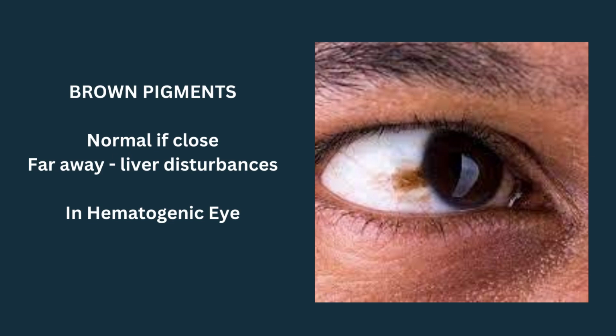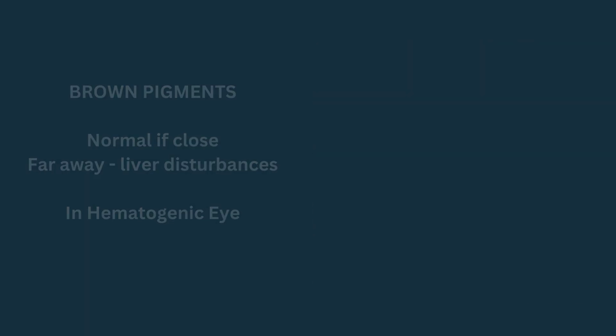Now, if a brown pigment exists farther away from the iris, then it might mean there's something going on with the liver, right? There's a tendency for liver disturbances. But if it's right next to the iris in a brown eye, it is no cause for concern. It is very normal to see that. Okay. So remember that brown pigment in the white only applies to biliary or blue-eyed people. Okay, not brown-eyed people, unless it's far away from the iris.